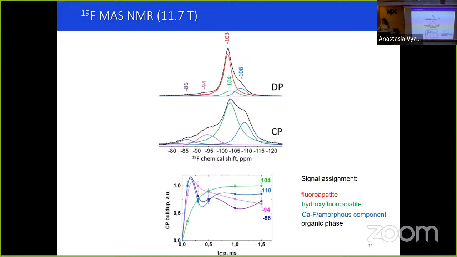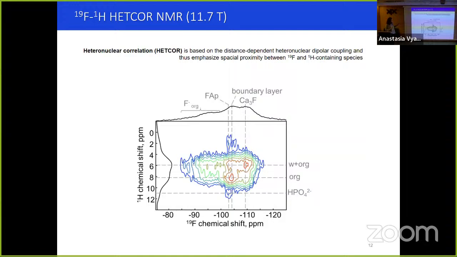Therefore, we apply two-dimensional spectroscopy and look at heteronuclear correlation, shortly called HETCOR. This spectroscopy is based on distance-dependent dipole coupling and can emphasize spatial proximity between two nuclei. For example, on the horizontal scale, we see the spectra of fluorine. On the vertical scale, measured on proton, only those nuclei which are close to each other will provide resonances here. So we don't observe the signal from fluorapatite, but the others can be assigned to different species based on chemical shift information.